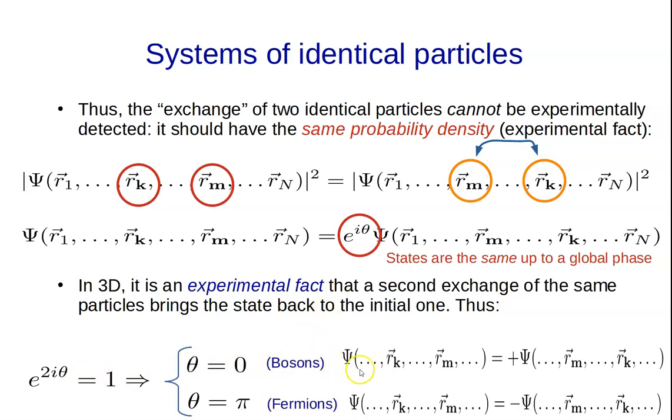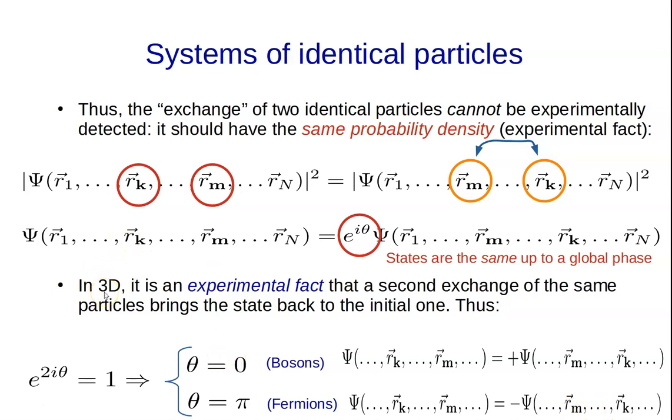And that's quite remarkable. It means that you only have two types of particles in nature in 3D. They're either bosons, the particles where, when you exchange two of them in a quantum system, the state of the system goes back to itself with a plus sign, so e to the i0. Or they are fermions, where you get a minus sign whenever you exchange the positions of two particles in the quantum system.